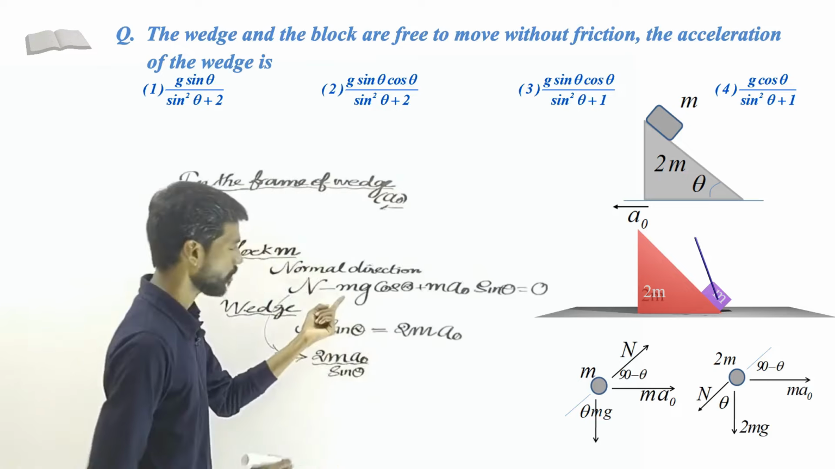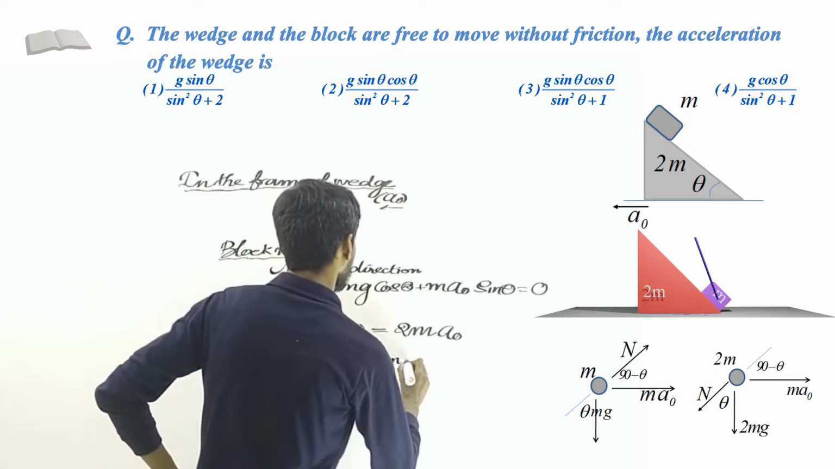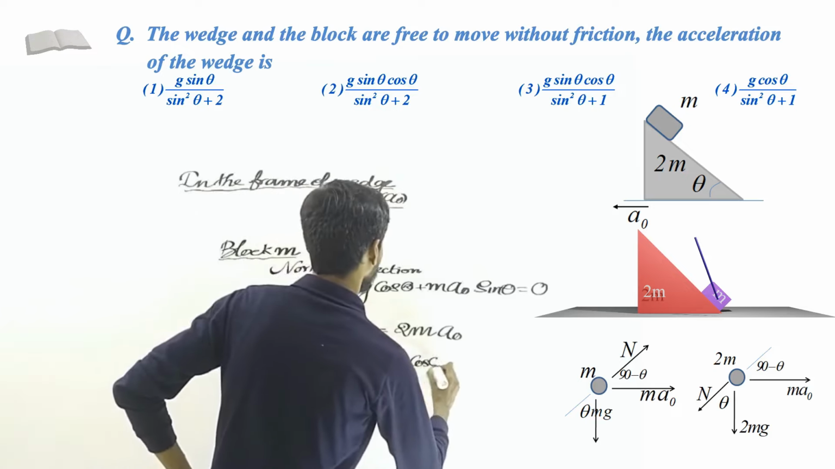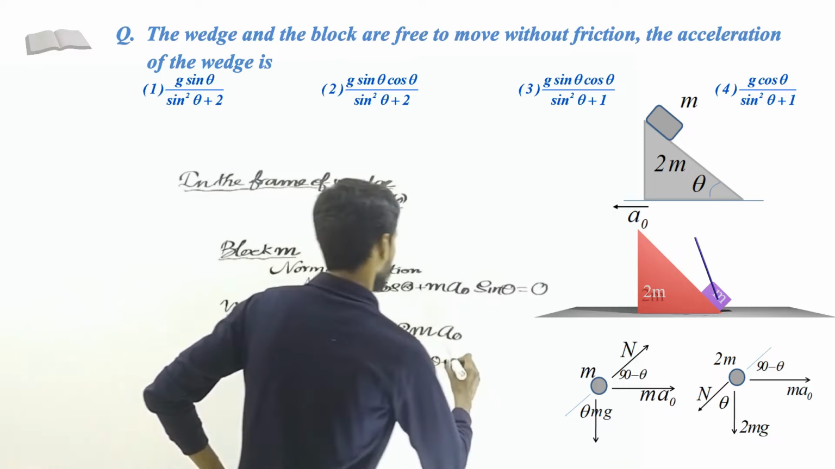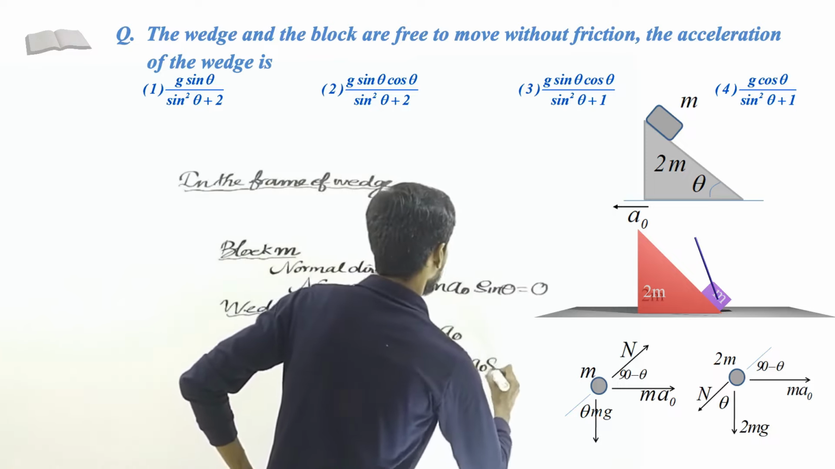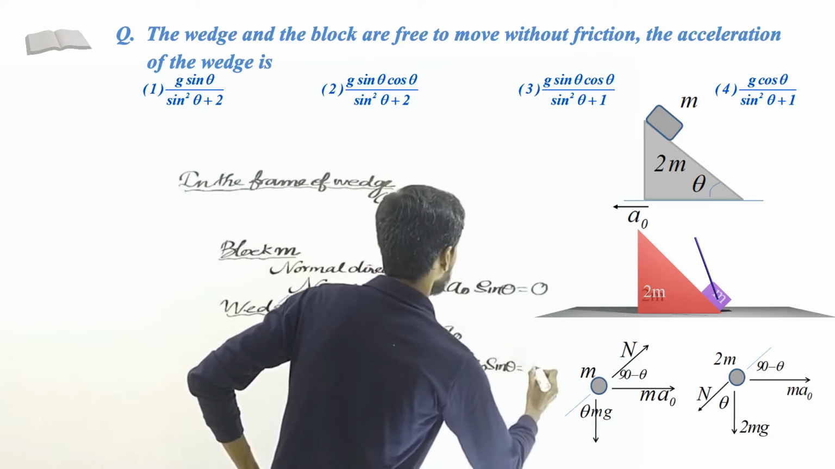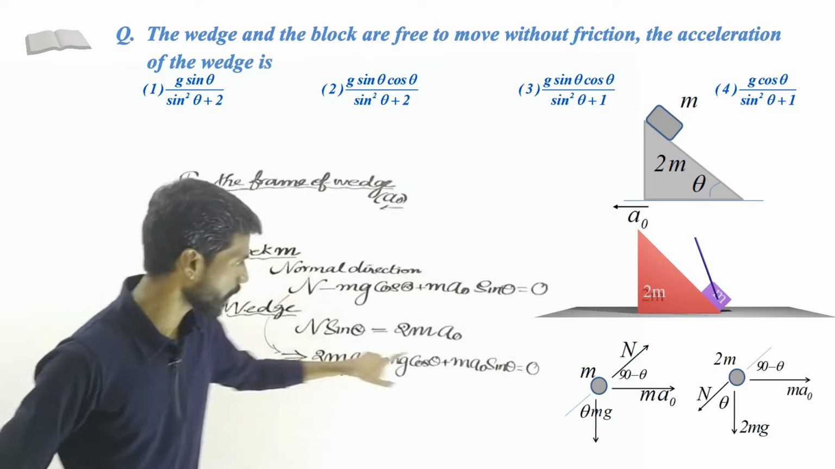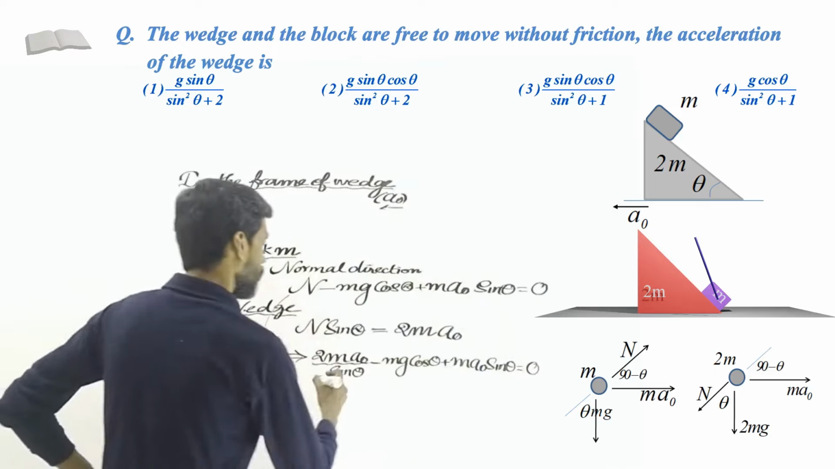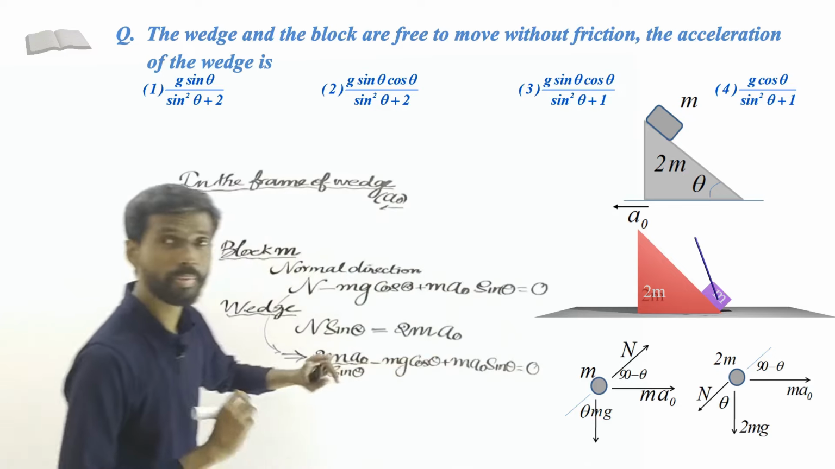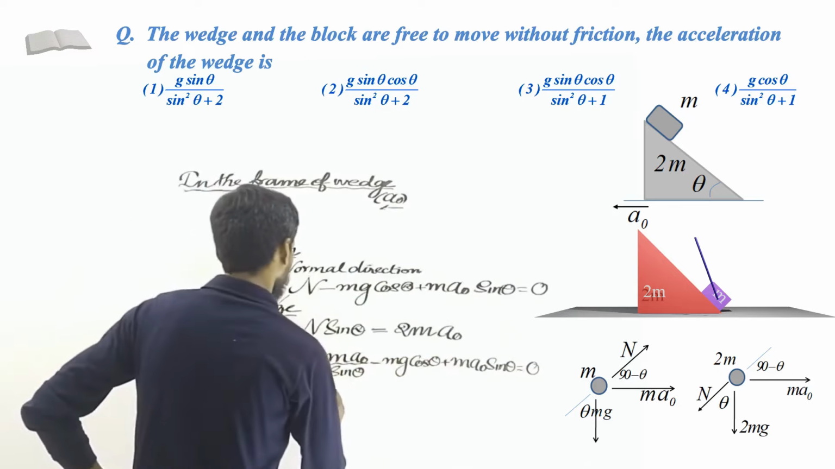Okay, and then from this, minus mg cos theta plus m A0 sine theta, so that equals 0. Okay, now A0 we can take out as a common factor. m can be cancelled, right? So m can be divided. Now we can take A0 out.